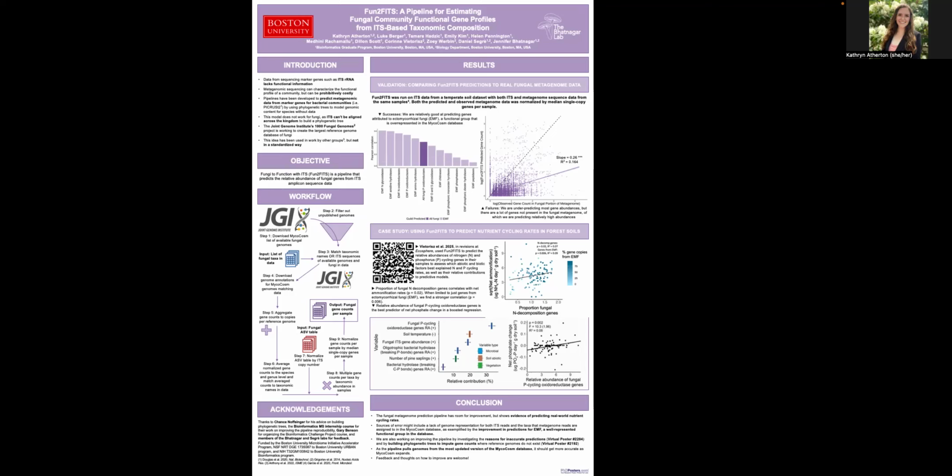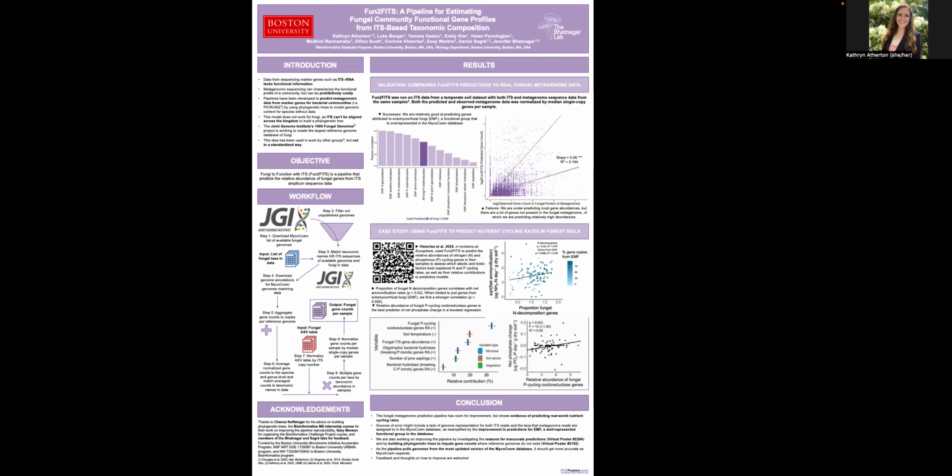In conclusion, Fun2FITS is a first step toward bridging the gap between fungal taxonomic and functional profiling. There's still a lot of room for improvement. Some of the biggest sources of error include missing or mismatched reference genomes in Mycocosm, especially for less studied fungal groups. That said, our results suggest that the pipeline becomes more accurate for taxa that are well represented in the reference database. We're actively working on two improvements.